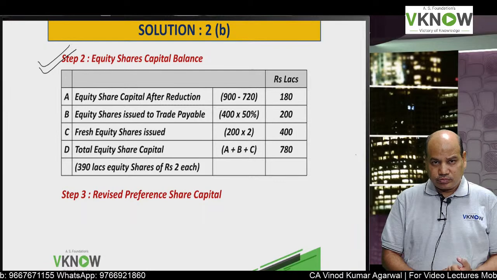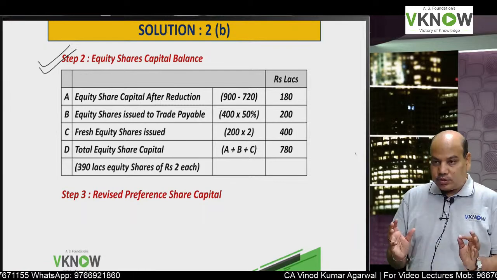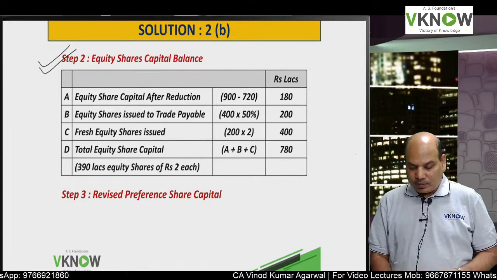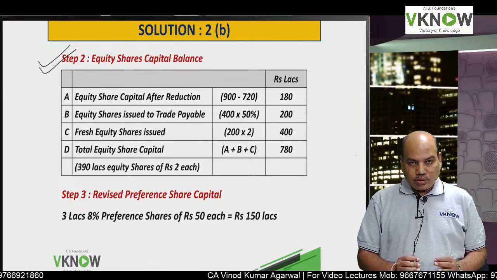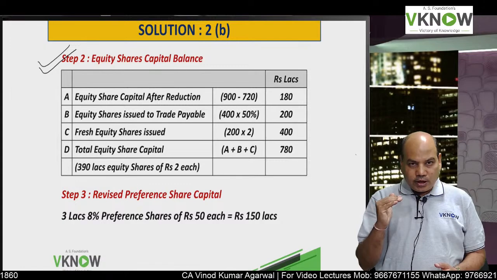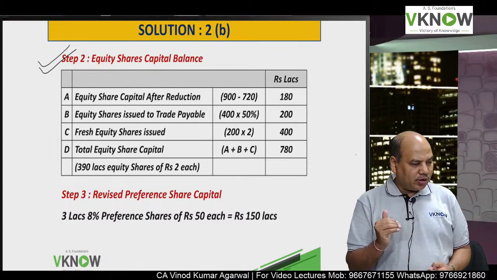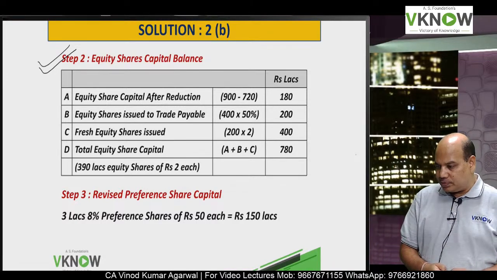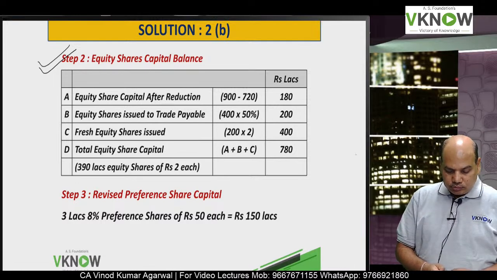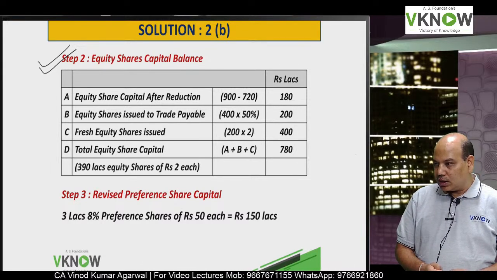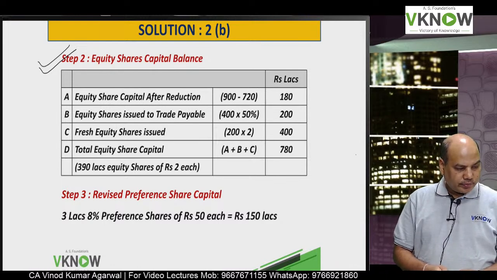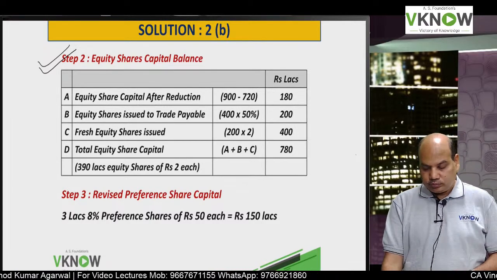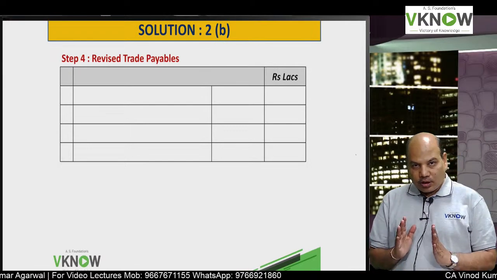No query. Now write down next step 3, revised preference share capital. Preference share capital will be now, number will be same, 3 lakh. Dividend rate will become 8%, 10 minus 2. So write down 3 lakh 8% preference share of rupees 50 each, is 150 lakh. So this will be the change in the share capital.